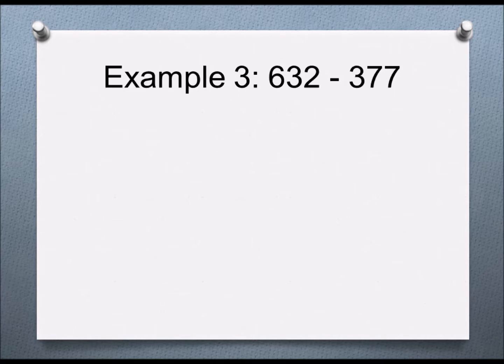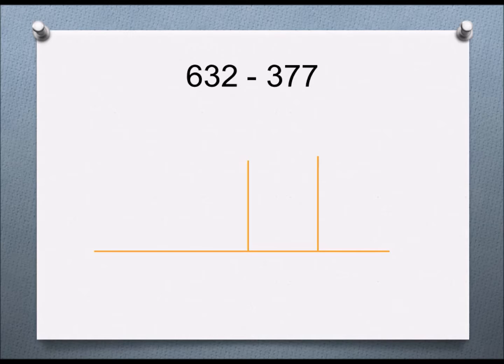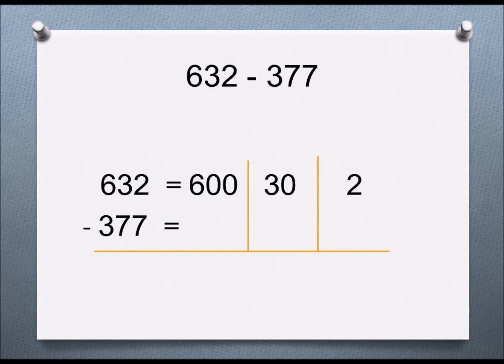Example 3, we have 632 minus 377. So we separate it as 600, 30, and 2. For the second number, 377, we have 300, 70, and 7. In the ones column, we have a special case because we cannot subtract 7 from 2.